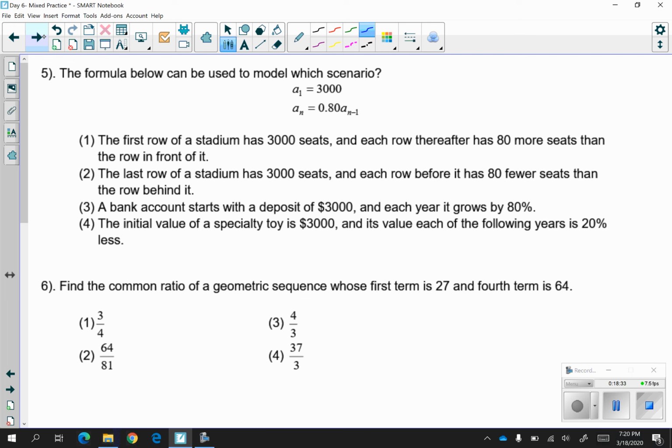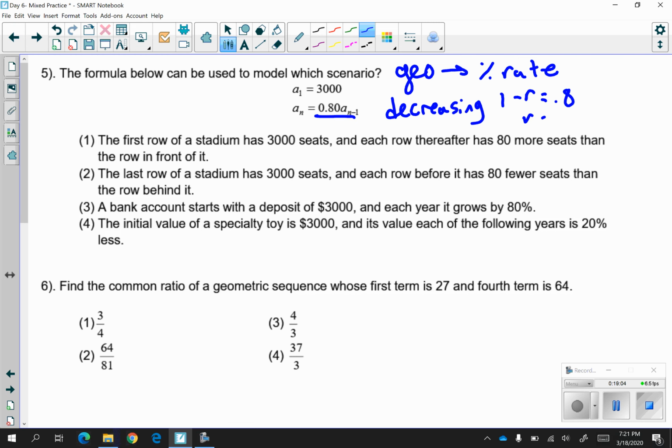Looking at the next example, automatically before I read the question, I see multiplication going on. So that tells me that this is geometric, which means there is a % rate of change. And because it's less than 1, I know that it is decreasing. And if you want to figure out how much it's decreasing by, 1 minus your rate is going to be equal to that common ratio. And that's going to give you that R is 0.2 or 20%.